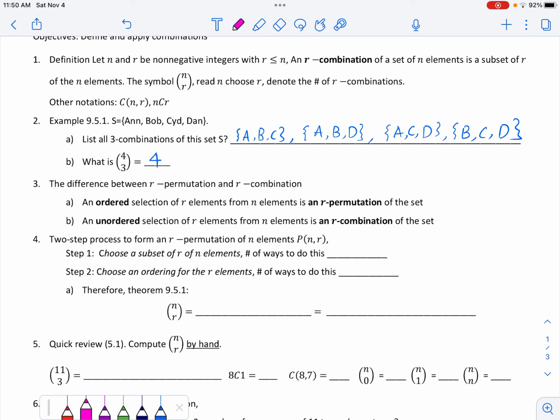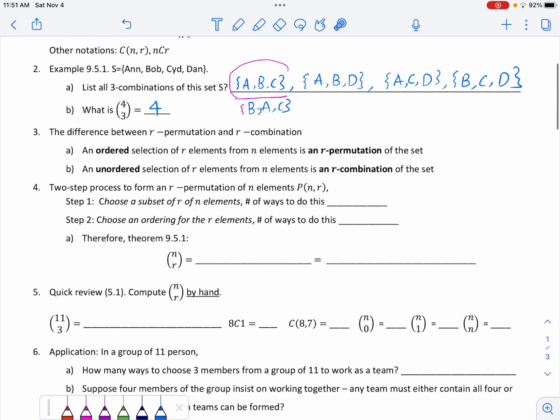So for instance, if we look at the previous example, this one, BAC, from the permutation perspective, this will be a different order from this one. They will be considered as 2 different permutations when order matters. But from the combination perspective, they have the same elements. So these 2 will be considered the same combination.